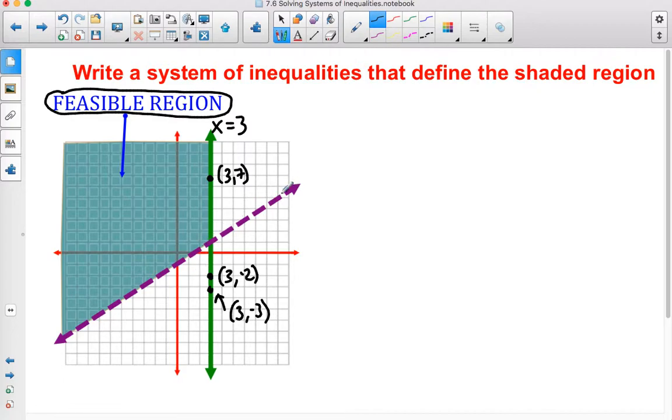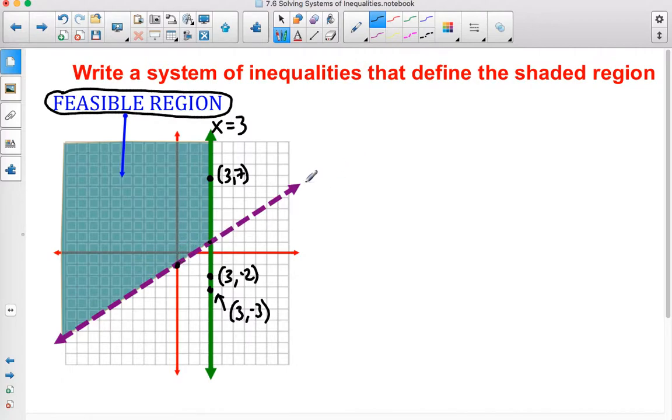This purple boundary line has a y-intercept of negative 1. It has a slope of, let's see, it's kind of hard to tell because it's kind of a fat line, but it looks to me like it's up 2 and right 3 before it crosses again. So it has a y-intercept of negative 1 and a slope of up 2, right 3.